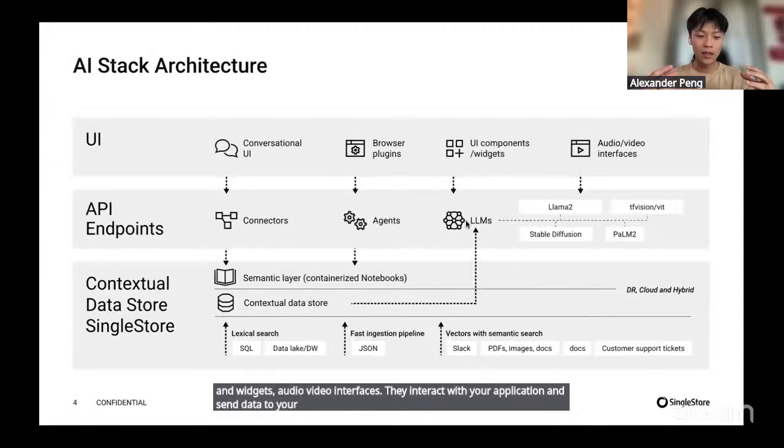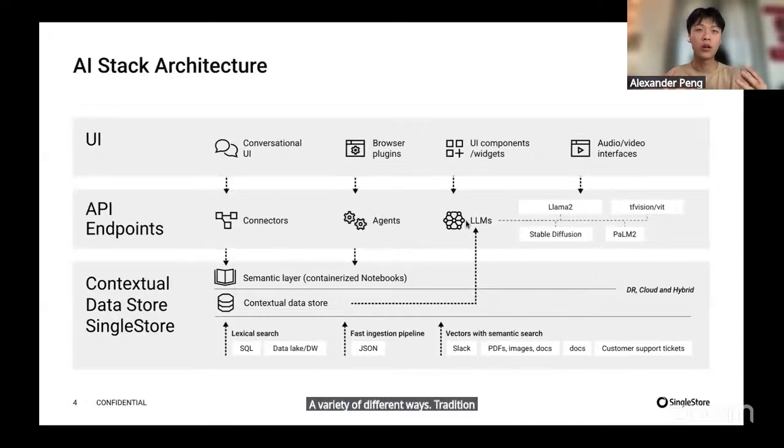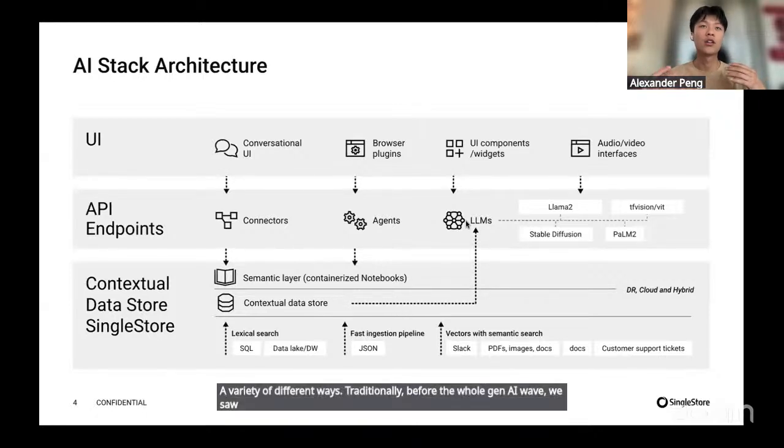And that data gets transferred to your application through a variety of different ways. Traditionally, before the whole Gen AI wave, we saw just standard middleware API connectors, right? That would shuttle the data back and forth between our server and the user's application.